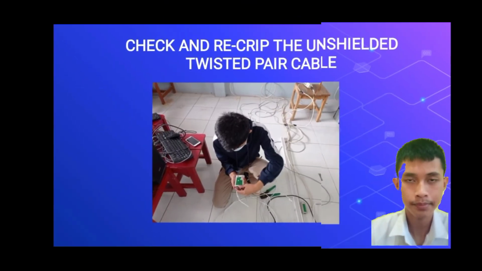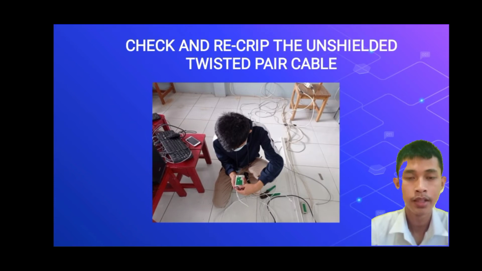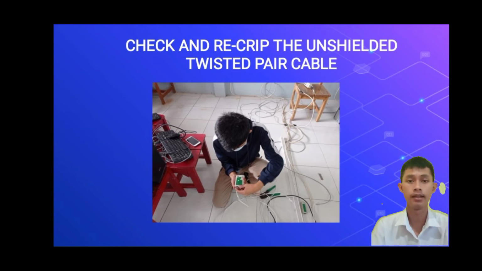Next, the fourth activity is to check and reclaim the UTP (unshielded twisted pair) cable. The cable must be checked before being used. If one wire is not connected, then only that one has to be removed. Then we have to do a test.